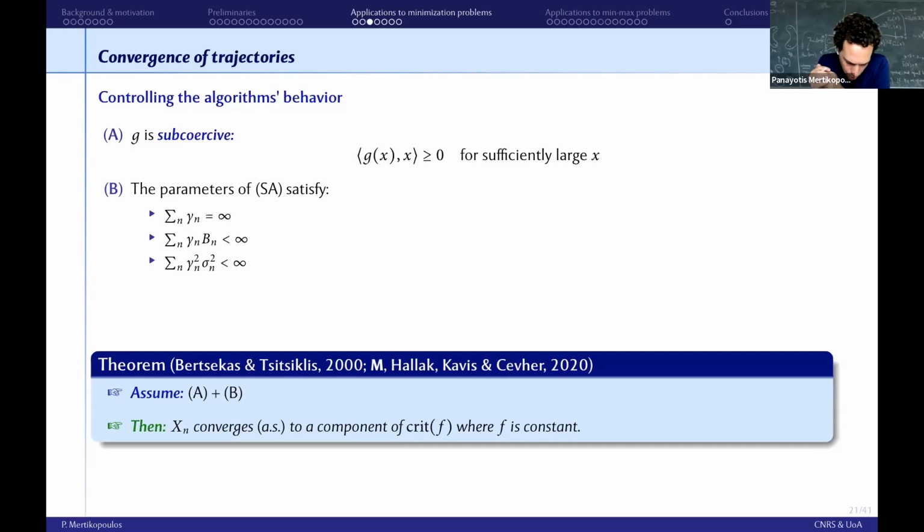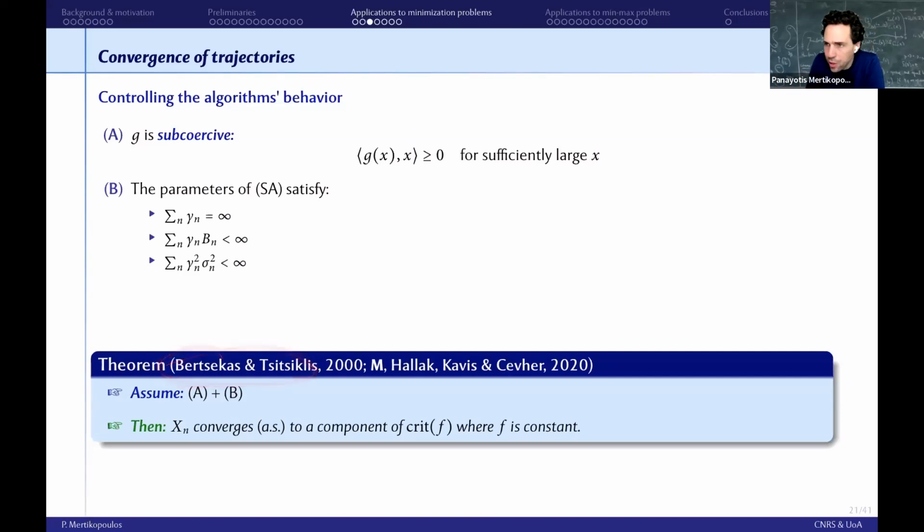All right. So the big result, the main result here is that if we have these sometimes called Robbins-Monro or Kiefer-Wolfowitz summability assumptions, then with probability 1, the sequence of iterates generated by any of the stochastic approximation algorithms will converge to a component of critical points of the function to be minimized.